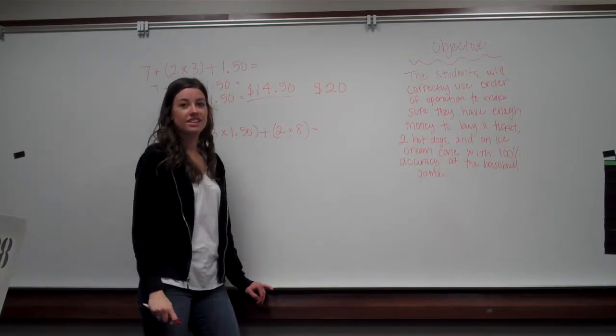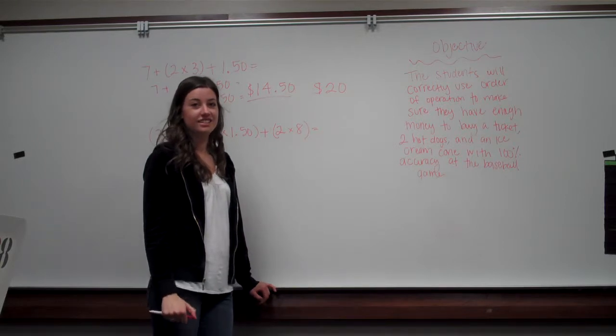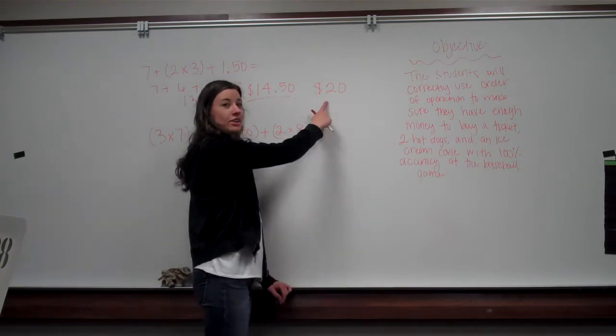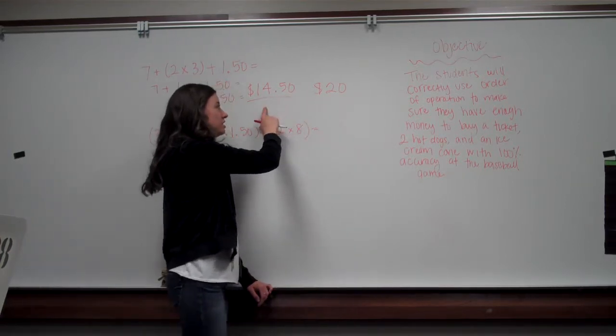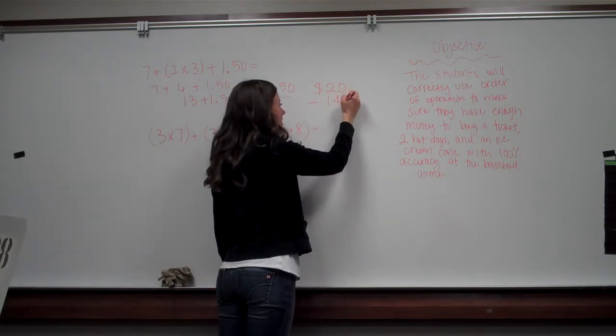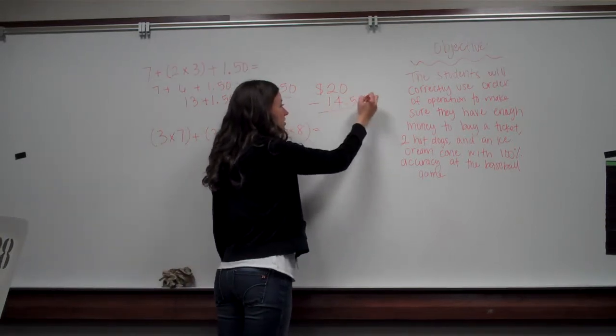I have a question. Yes. So how do I know I can buy that if it's more than the money I have or less than the money I have? So your total amount of money has to be more than what you're going to spend. So $20 minus $14.50 is how much?